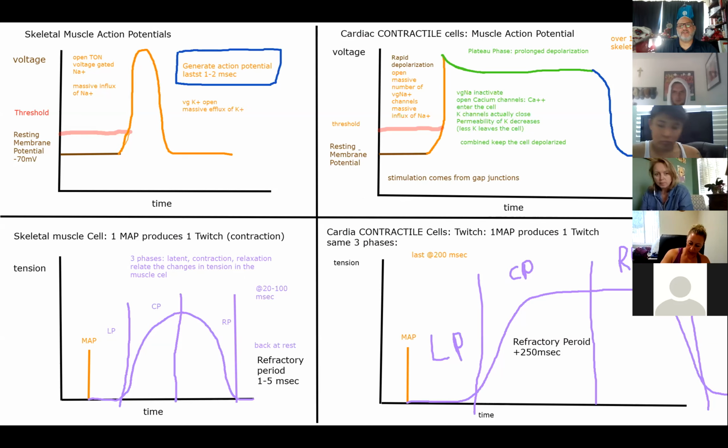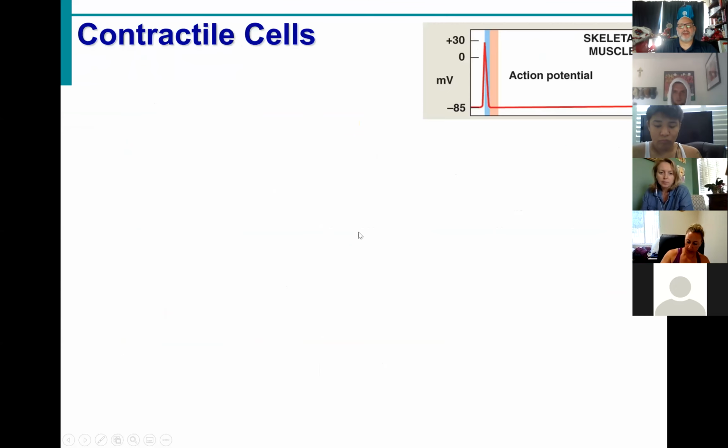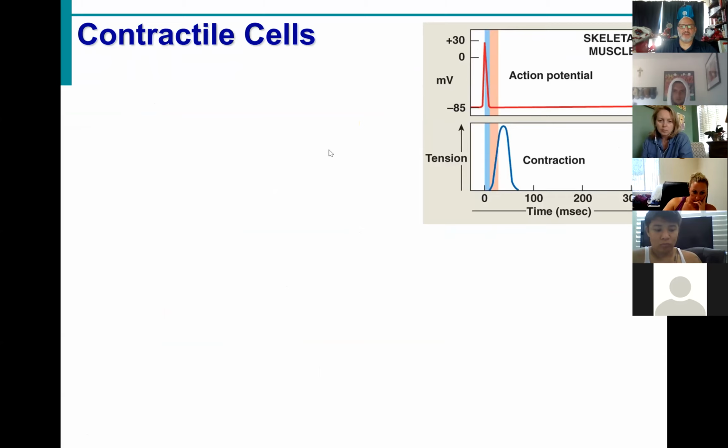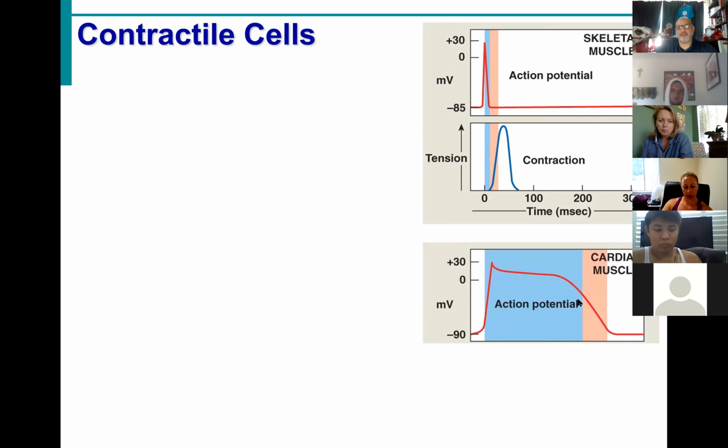Yes, I will save these and post them on Canvas, but as truly amazing as my art always is, we actually have the pretty pictures from your textbook that do a nice job of showing this as well. Notice here we see that skeletal muscle action potential, and in colors they've given us the absolute and relative refractory period, and it's very short. And there is the twitch that it produces. Notice the refractory period is less than the length of the twitch, which is why we are able to tetanize it, we are able to sum it together.